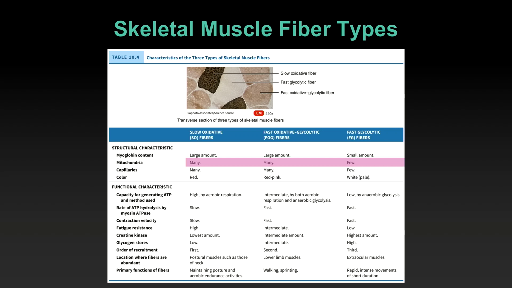They have a lot of mitochondria. They use a lot of oxygen. They can make a lot of ATP aerobically. So one of the defining characteristics is shown here. Lots of mitochondria in slow type 1 fibers. Very few in fast glycolytic fibers.